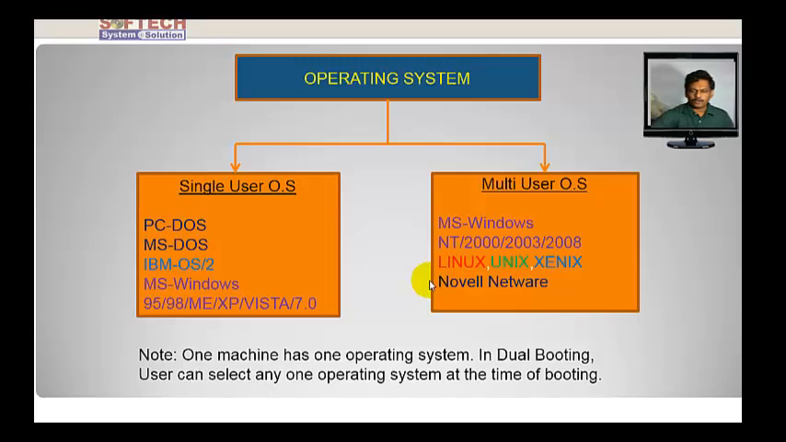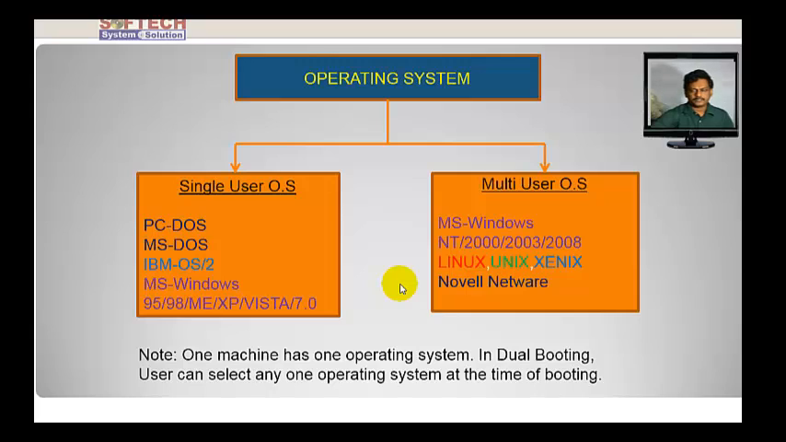But one machine has one operating system. But we are using dual booting. Through dual booting, we can select any one operating system. In dual booting, we install Linux and Windows. At the time of booting, it gives a list: 1 is Unix, 2 is Windows. If we select 1, it boots from Linux. If we select 2, it boots from Windows.